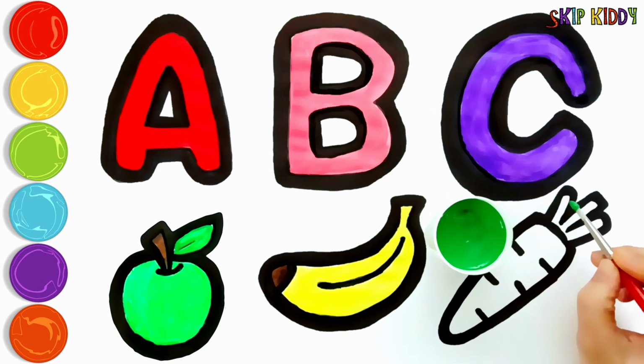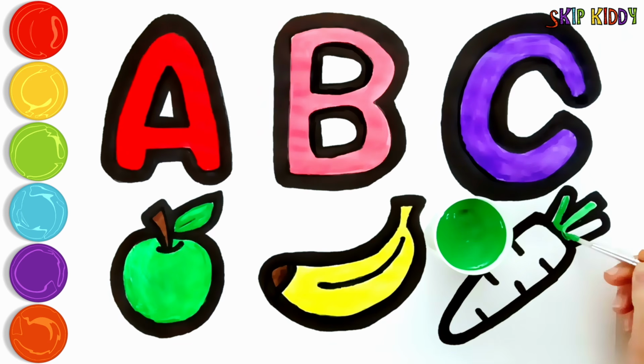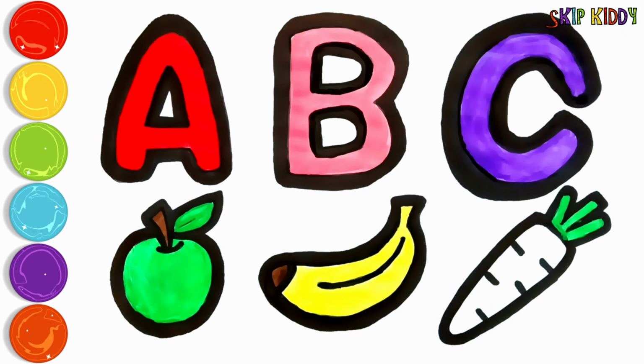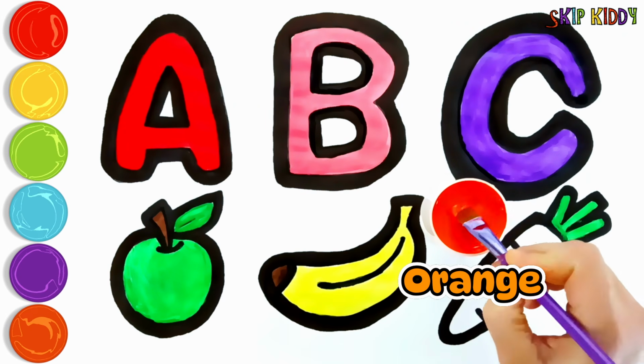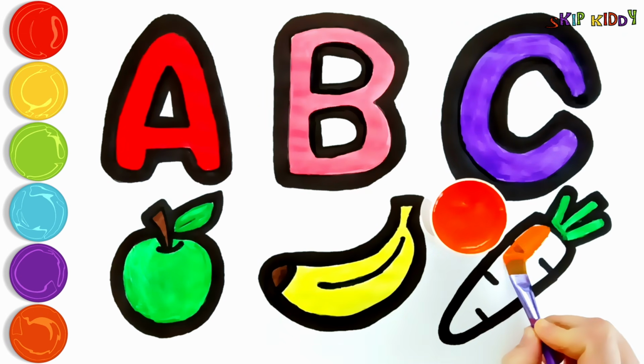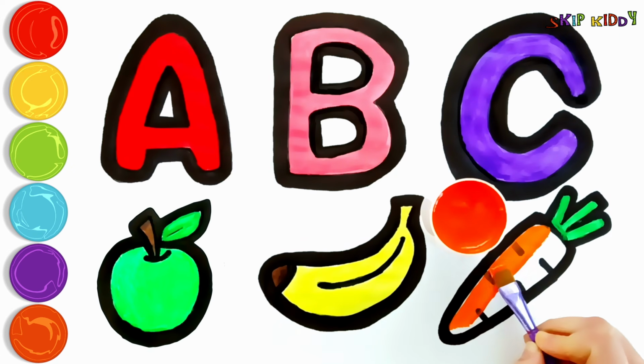Now color the carrot orange and its leaves green. A carrot is a root vegetable that grows underground.